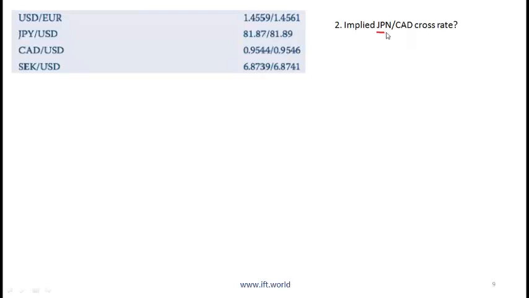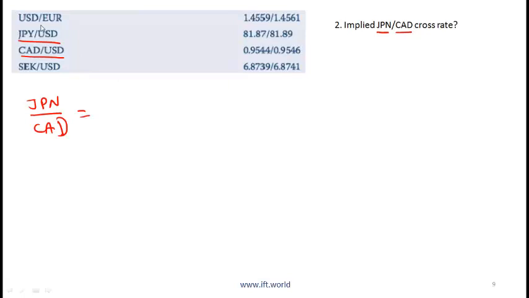Next, Japanese yen to Canadian dollar. So Japanese to Canadian. How do we write this? So let's look at which exchange rates we need to consider. Obviously, we'll need this one, Japanese yen USD, and we'll need a USD Canadian dollar.